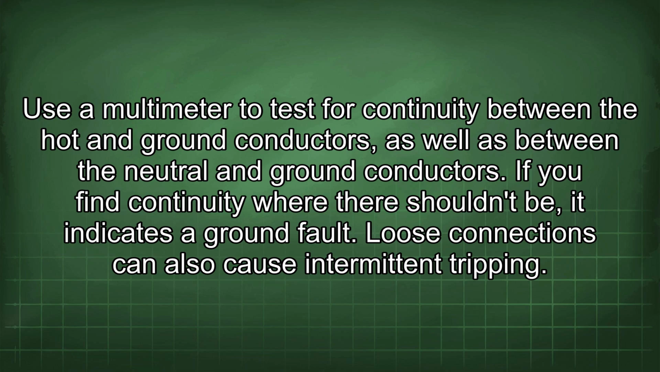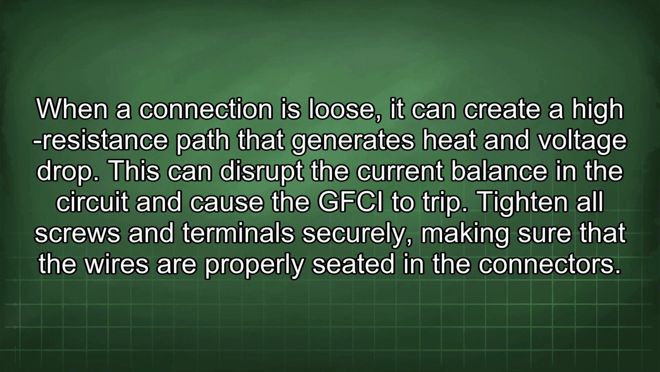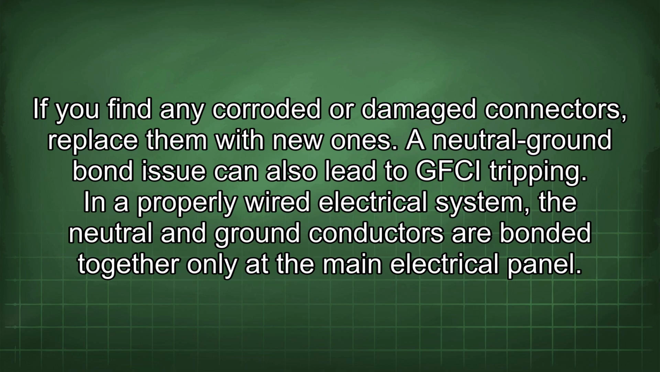Loose connections can also cause intermittent tripping. When a connection is loose, it can create a high resistance path that generates heat and voltage drop. This can disrupt the current balance in the circuit and cause the GFCI to trip. Tighten all screws and terminals securely, making sure that the wires are properly seated in the connectors. If you find any corroded or damaged connectors, replace them with new ones.